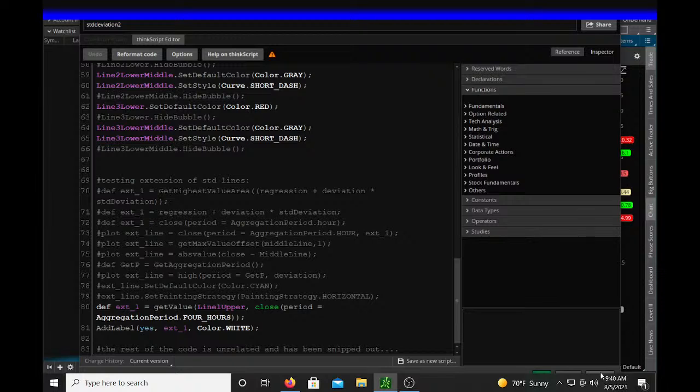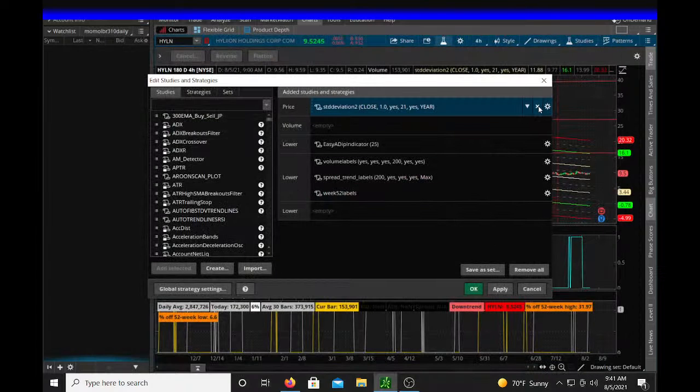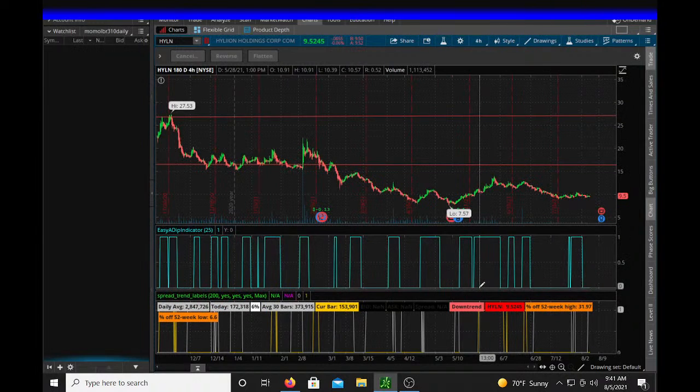All right. And testing expansion of STD lines. Looks like someone in here was just playing with their plots and whatnot, but you will find some interesting things hashed out. All right, so let's get rid of that standard deviation set. All right. Hit OK.